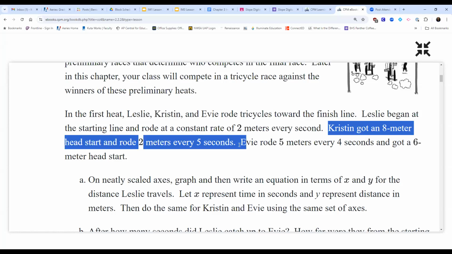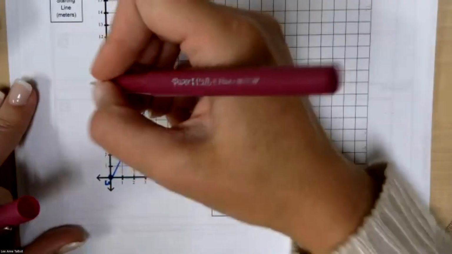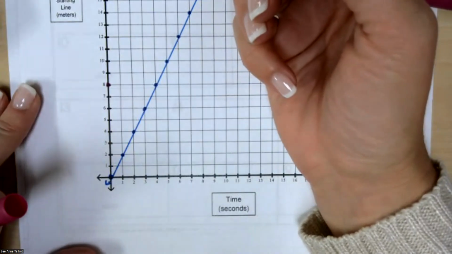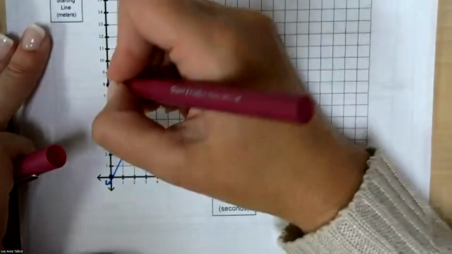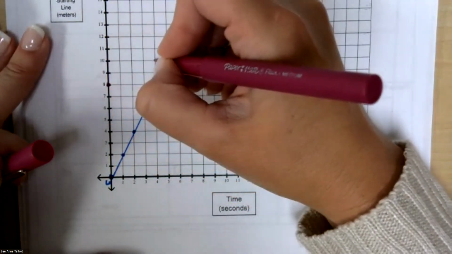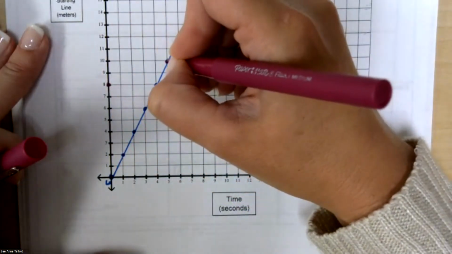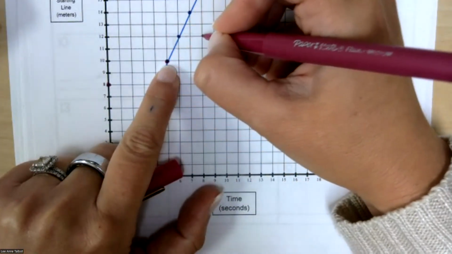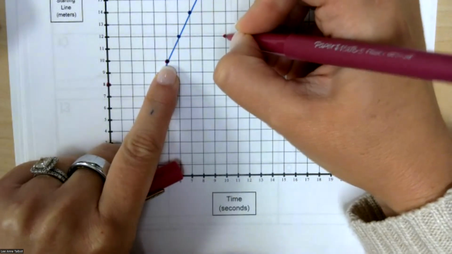And we're going to do Kristen. Kristen got an 8-meter head start and rode 2 meters every 5 seconds. So let's start with that 8-meter head start. Man, how did she get an 8-meter head start? Doesn't seem fair. Okay, anyway, and she went 2 meters every 5 seconds.